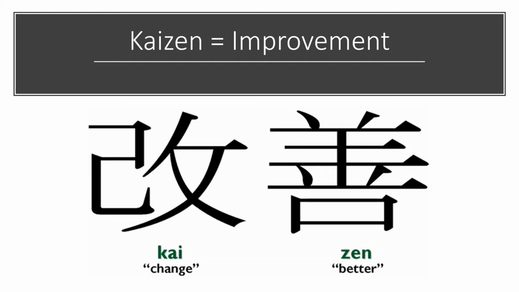But Lean methodology in itself tends to have, and therefore Lean Six Sigma tends to have, some Japanese terminology because it was developed through Toyota.